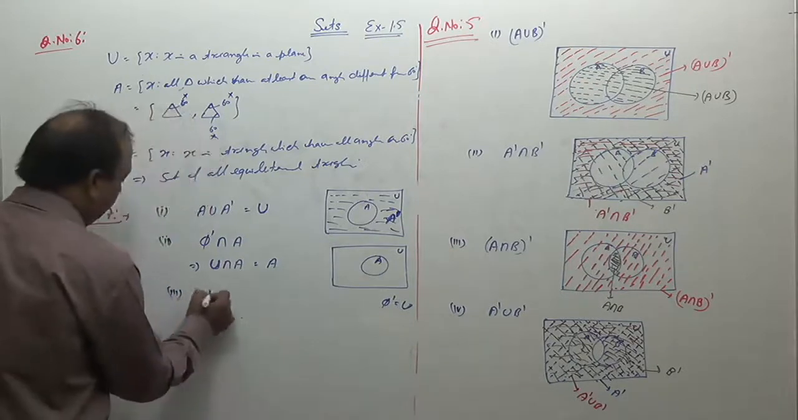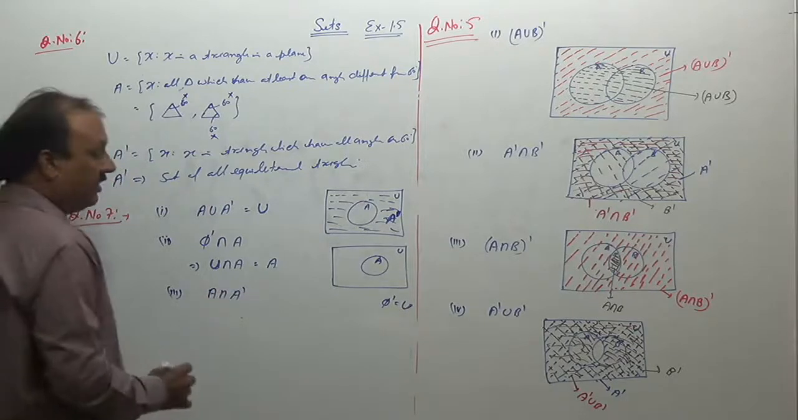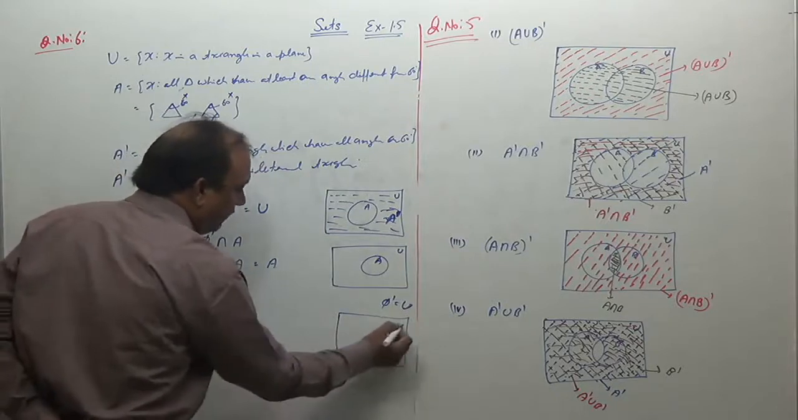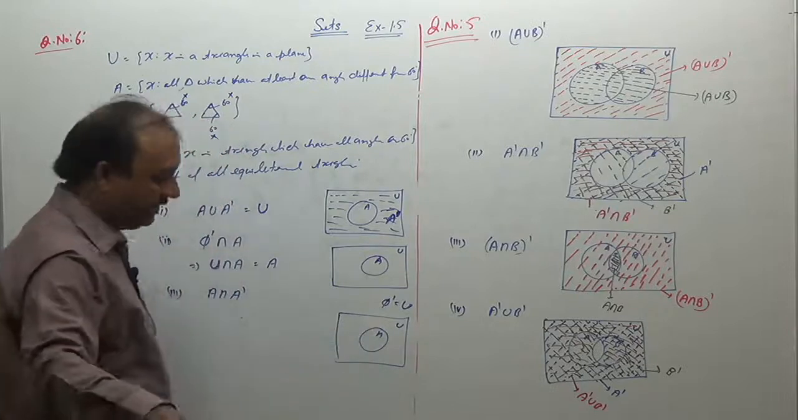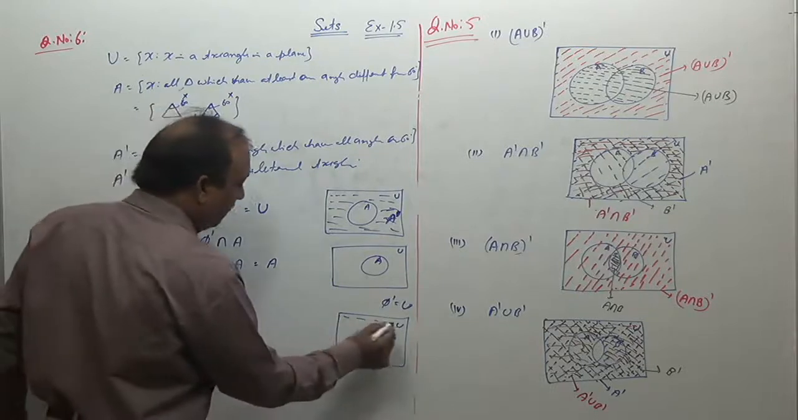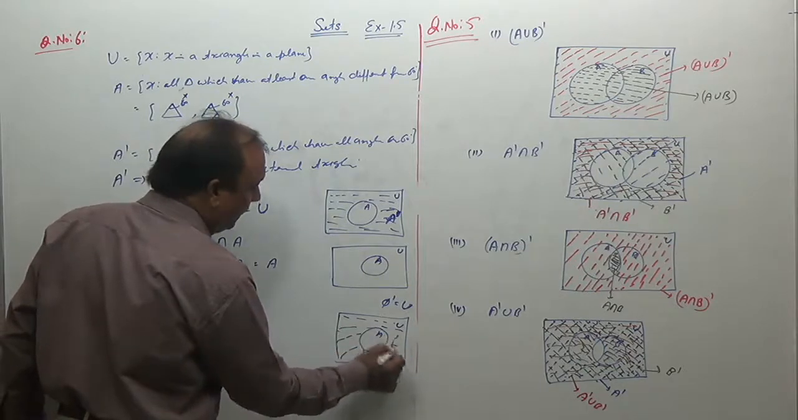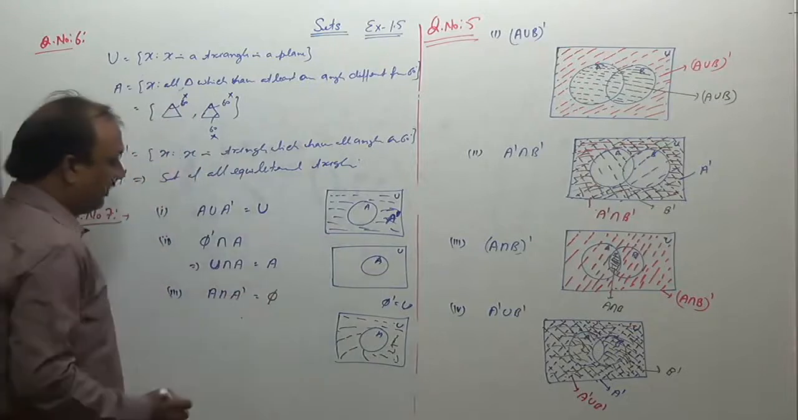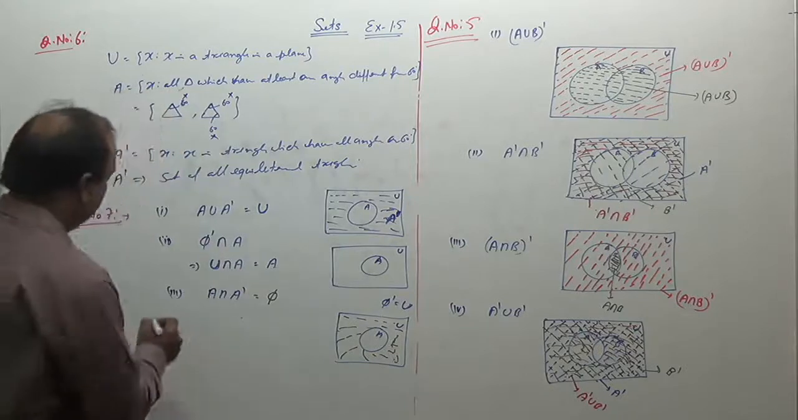Third is A intersection A complement. We know that this one is the universal set, this one is the set A, and the conjugate or complement is this set except the elements of A. What is the common between them? There is nothing common between them. So A intersection A complement is phi.